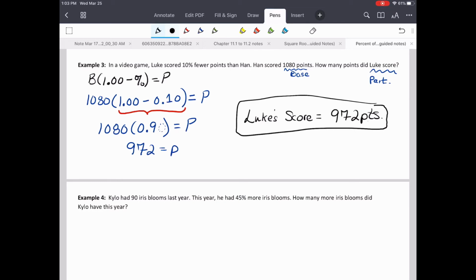And that seems to make sense because it says Luke scored 10% fewer points than Han. Now, 10% is not a lot. That's not a ton of points lower. So his score should have been kind of close. And 972 is not that far away from 1,080. And it is smaller. And everything kind of checks out there.